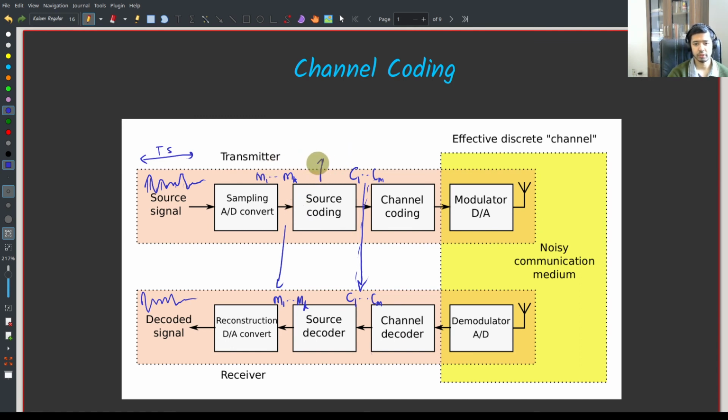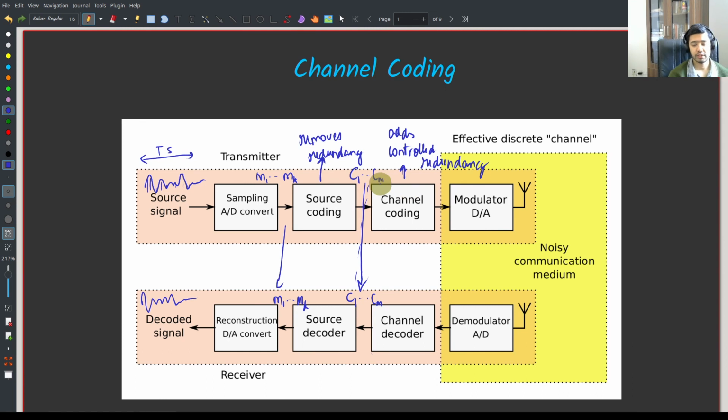So the source coding block removes redundancy, whereas the channel coding block adds redundancy, but it is not any sort of redundancy. It is controlled redundancy.